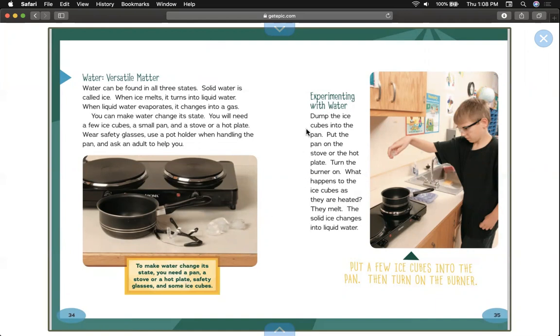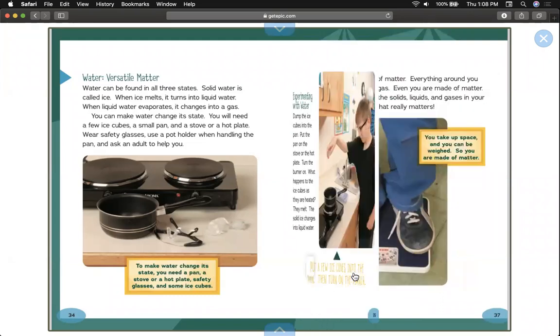You should have the adult dump the ice cubes in the pan. Put the pan on the stove or the hot plate. Turn the burner on. What happens to the ice cubes as they are heated? They melt. The solid ice changes into liquid water. Put a few ice cubes into the pan, then turn on the burner.